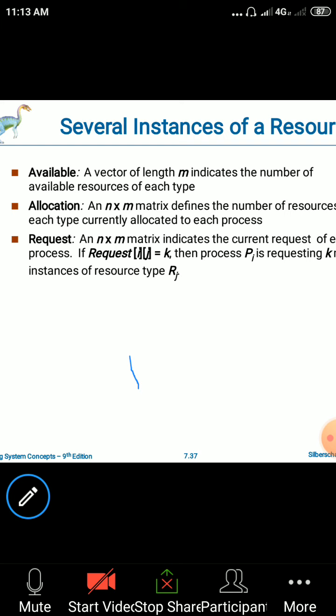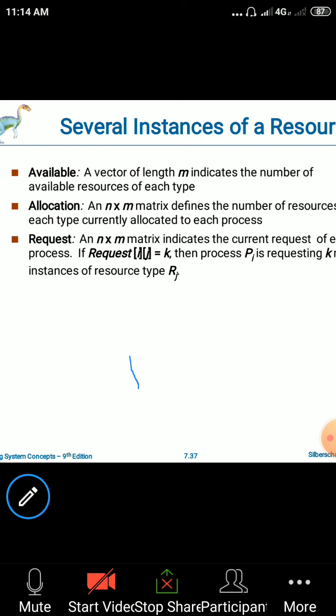Similarly, in the matrix, the second row indicates the number of resources allocated to the process p2, and the third row indicates the number of resources allocated to the process p3. Understood? Allocation is a matrix, but each row in the matrix we are treating as a vector.